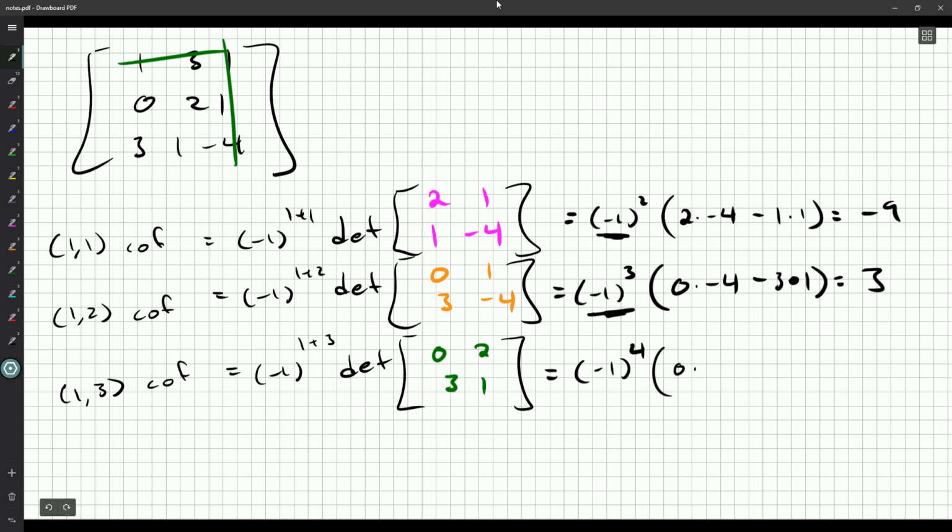And the last one here, 0 times 1 minus 2 times 3. We know how to do 2 by 2 determinants at this point. So that'll be 1 times negative 6. There we go. Okay, so we're going to need another page for our next cofactors.